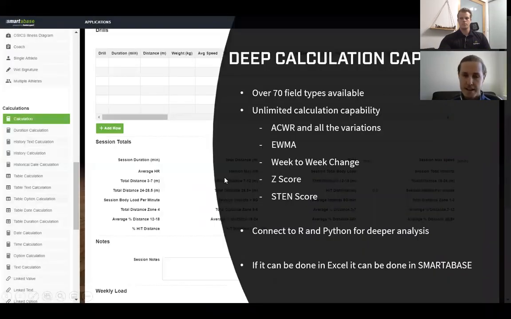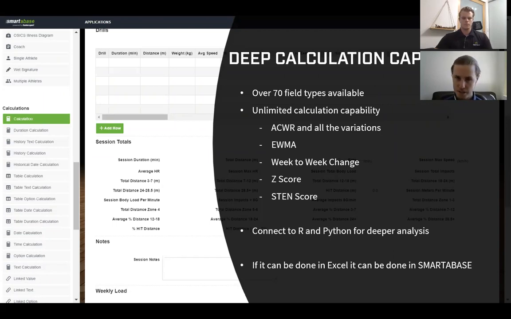I guess the other really interesting space, and something that we are exposed to consistently across all our clientele, and like I said, we're very fortunate to see different philosophies in different regions and cultures over time, but also just individual philosophies around how we calculate internal and external load. We're lucky to have a really deep calculation capability within the platform. We've got over 70 field types in terms of the type of data you can collect and the type of calculations you're able to run on that.